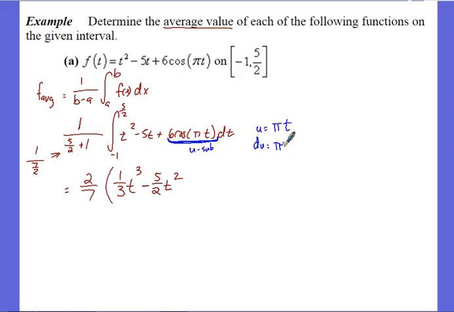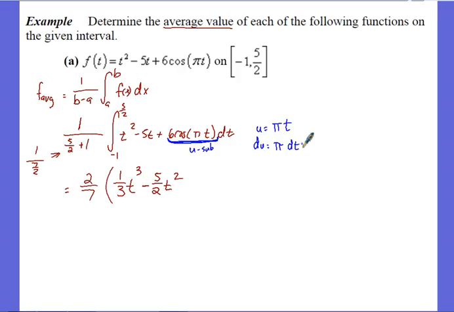Because if it was 2x, the derivative would just be 2, right? So in this case, the derivative of pi t is just pi. Of course, dt. What's the problem? There is no pi. There's a 6 there. So then what would I do to get rid of this? Divide by, no, 1 over pi.